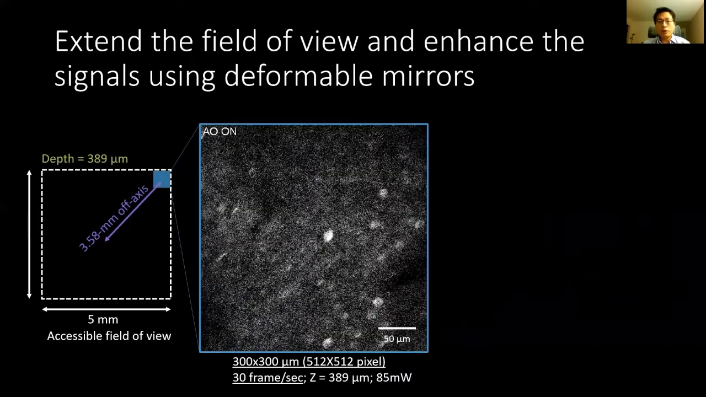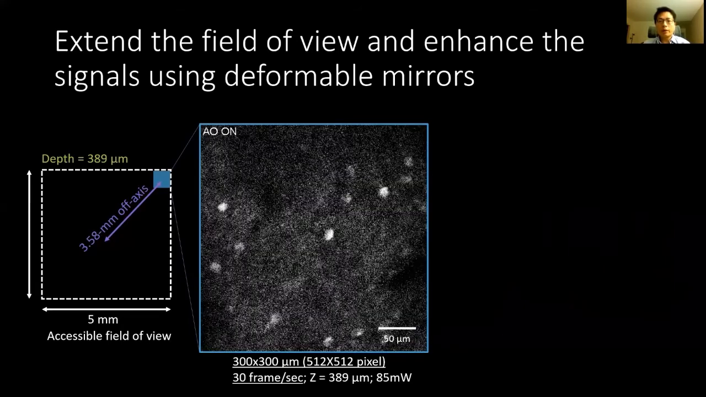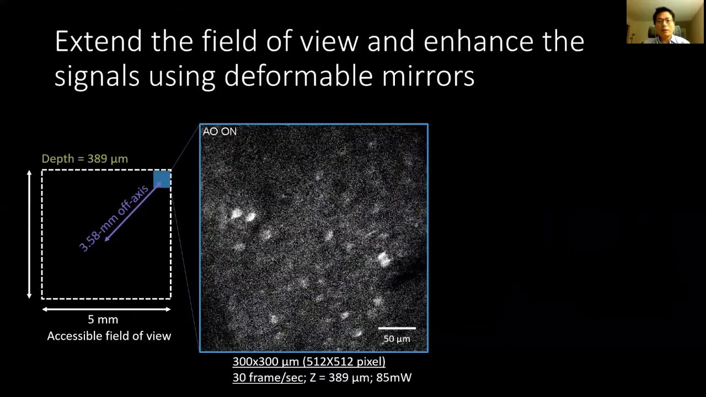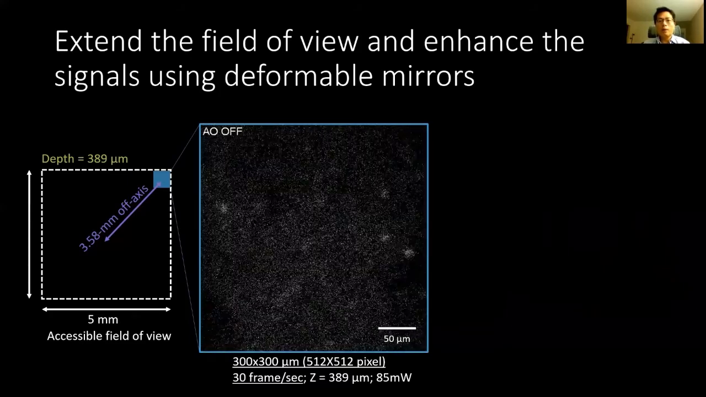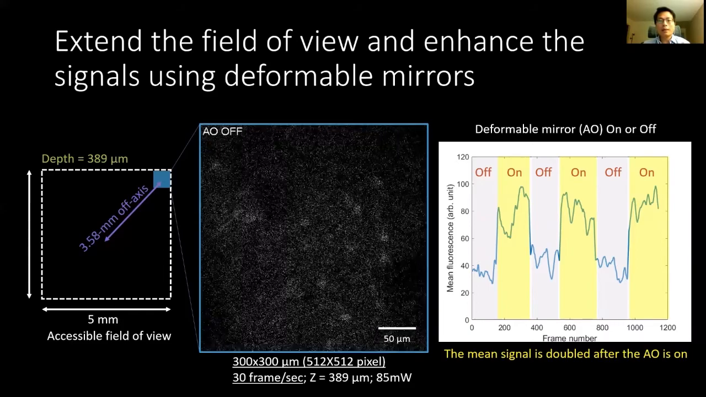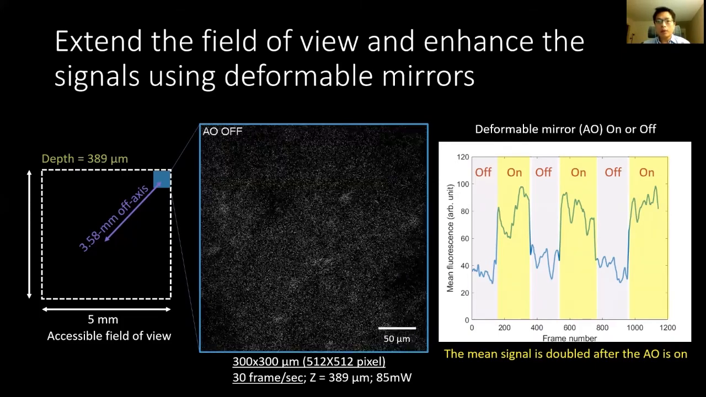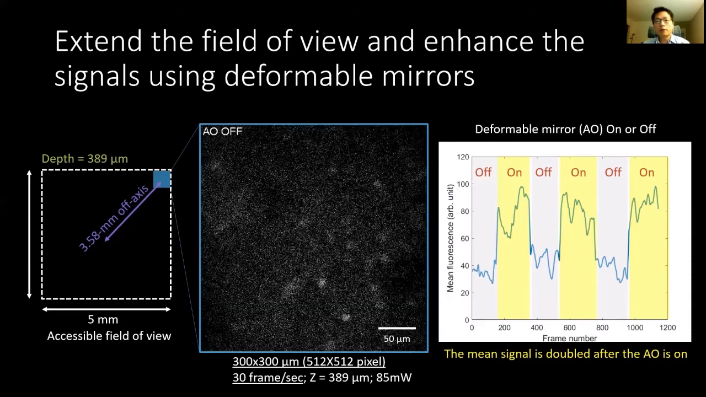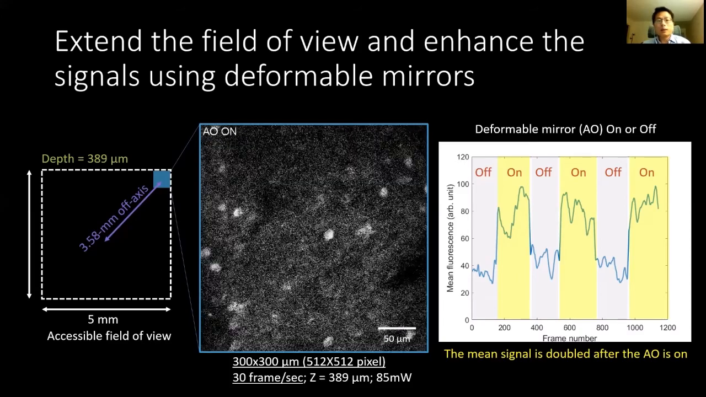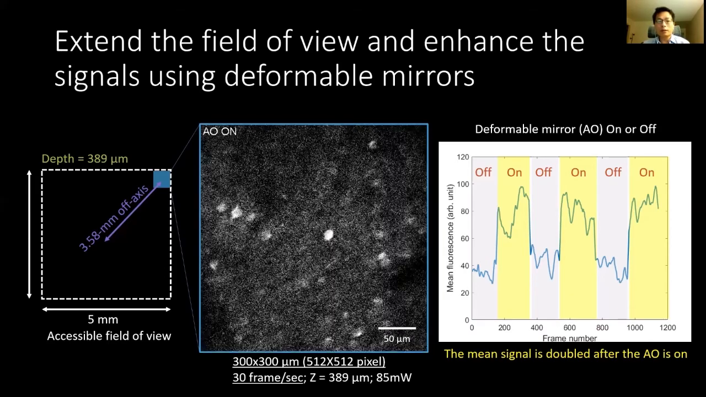Here is a movie showing you the effect of wavefront corrections by turning on and off the deformer mirror when we image the very corner of the field and at the depth of 400 microns. We can see that there is a pronounced contrast enhancement with the use of the deformer mirror. If we quantify the mean fluorescence intensity of the images over time, we can see that the mean intensity is doubled when the adaptive optics is on compared to when the adaptive optics is off. So this result shows that with the add-on of the deformer mirror as an adaptive optic, the Diesel2P system can image better in a wider field of view and in a deeper part of the tissue.